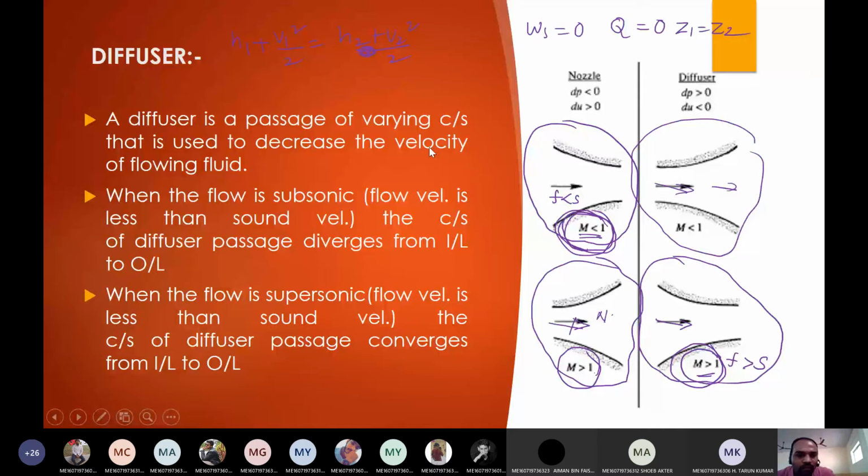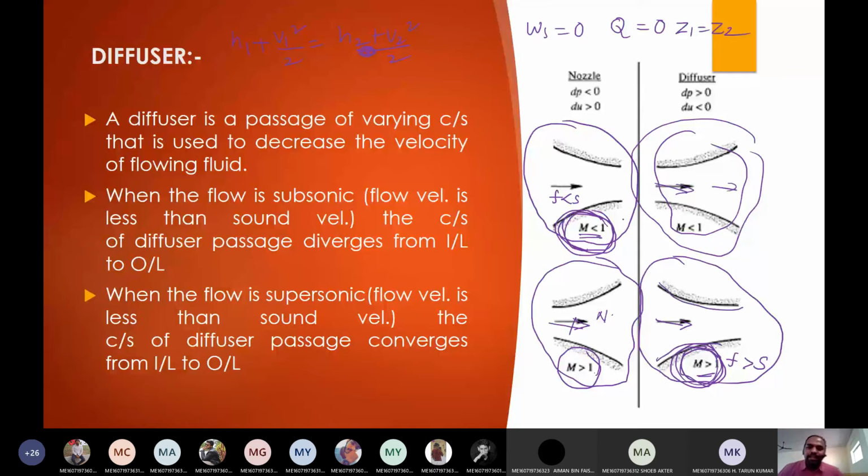Now you can see, when the flow is subsonic, what is subsonic? Mach number is less than 1. When the flow is subsonic, the cross section of the diffuser diverges from inlet to outlet. This is the diffuser. When Mach number is less than 1, the passage diverges. Diverging is nothing but increasing the area. This is for Mach number less than 1. And when the flow is supersonic, supersonic means Mach number is greater than 1, then the passage is converging from inlet to outlet. And that is reverse for the nozzle.